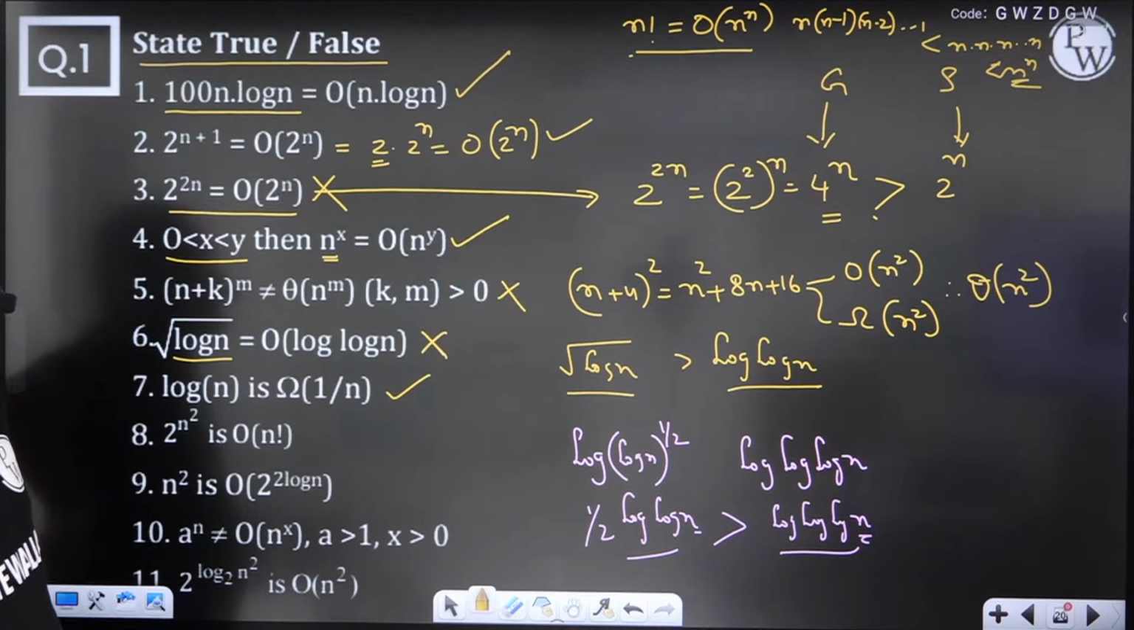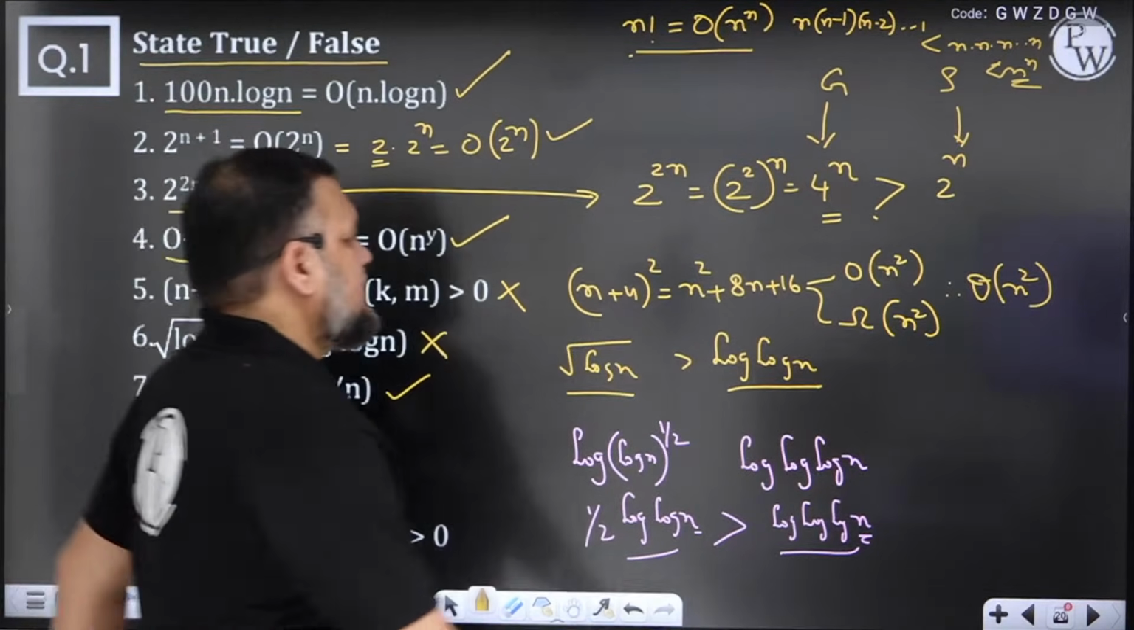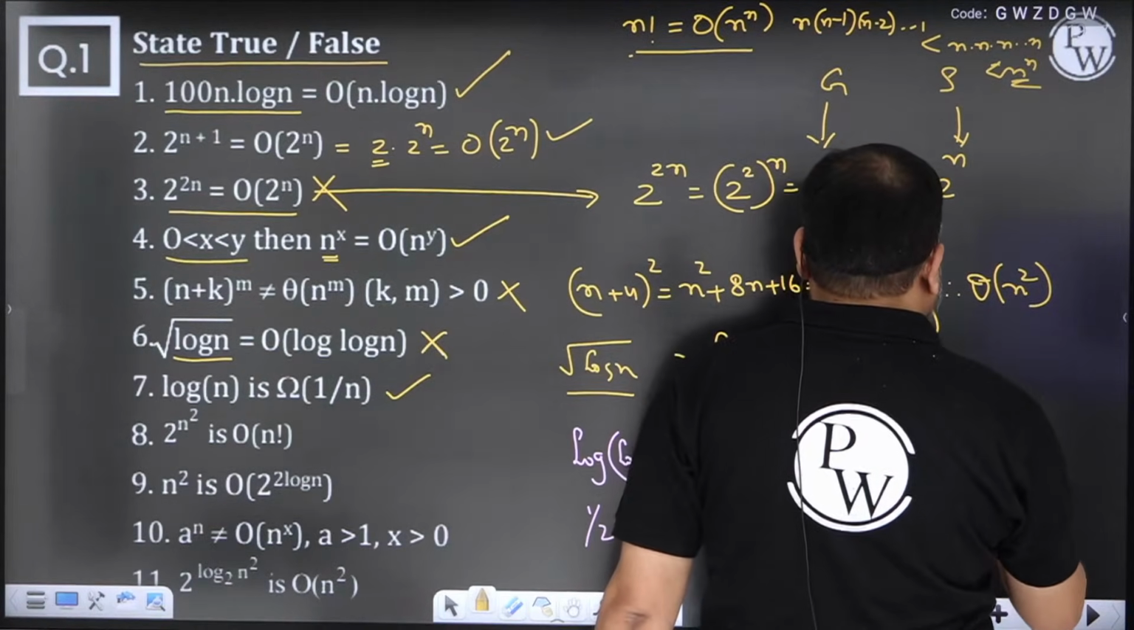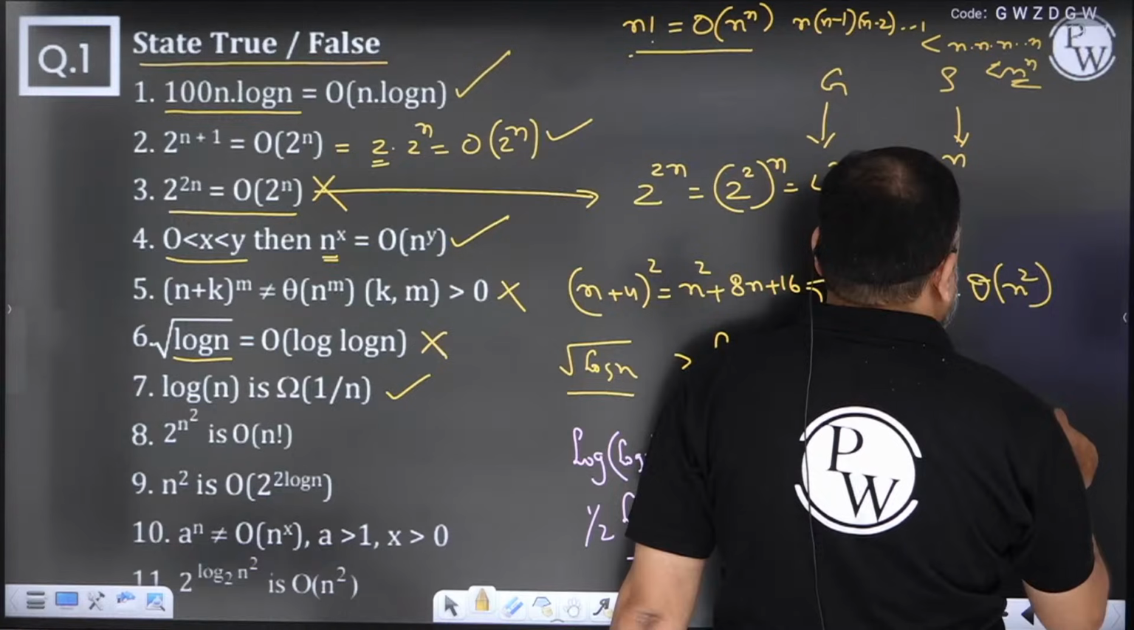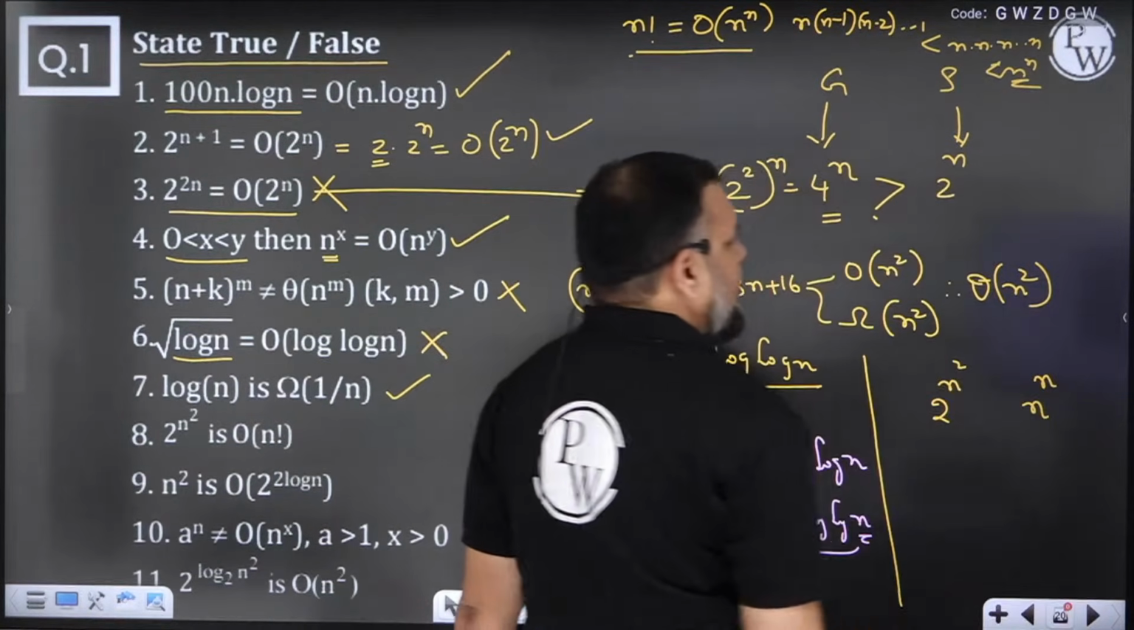Very simple. 8-1 is false. 8-1 is false because देखिए आप दो फंक्शंस है, 2 power n square and the other is n factorial, is order of n power n. हम ऐसा n factorial को ऐसा लिख देंगे.